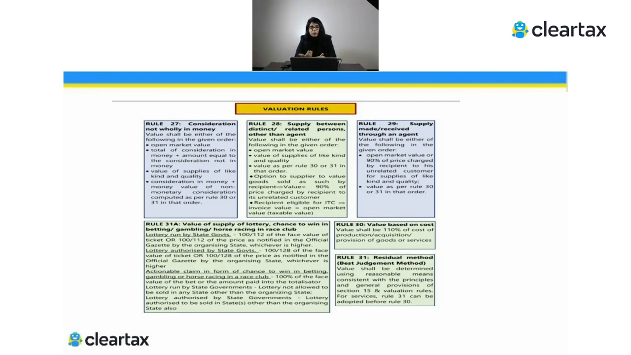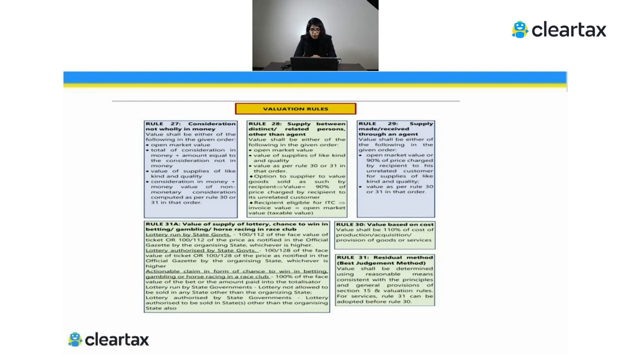So here, if I have the open market value, great, I can just go with that. And if I don't have that, then whatever price I'm charging to the unrelated person, I will just take 90% of that as the value I'm supplying to an agent. So that is how I can compute it. And if this is not possible, then I will move towards rule 30 and 31, which talk about the cost method or the residual method.